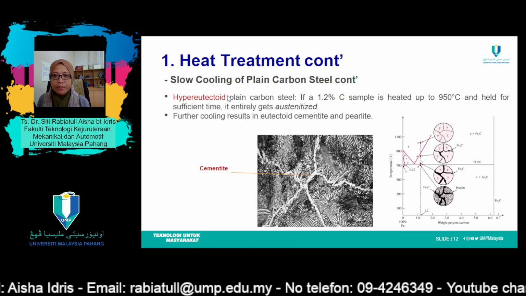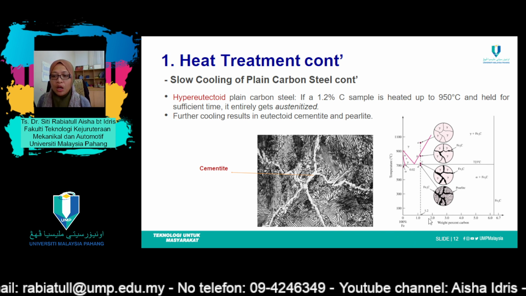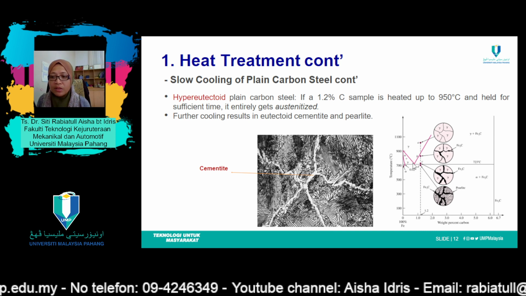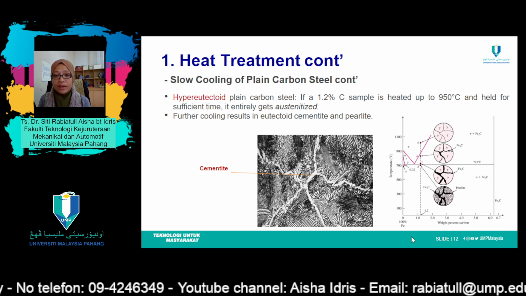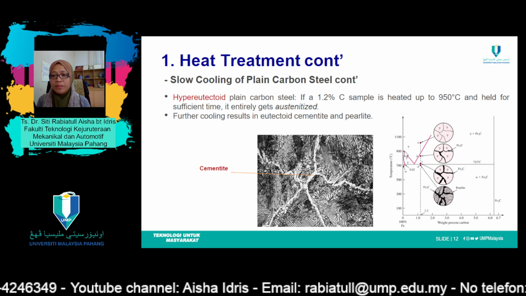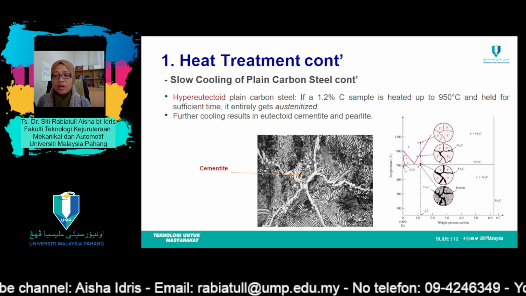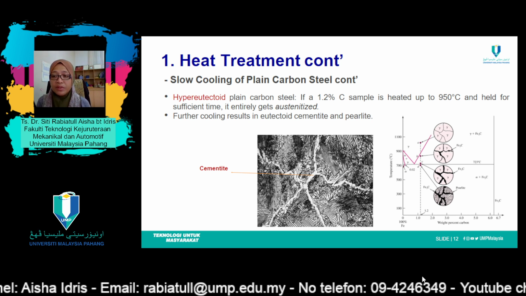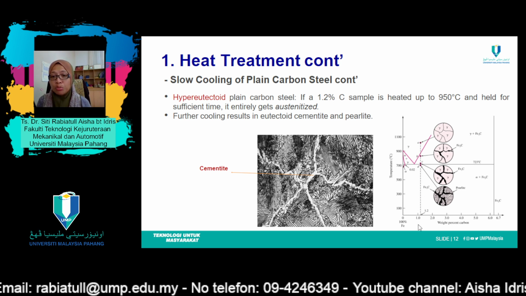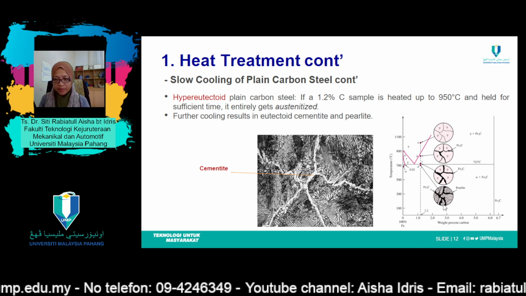And then moving to hypereutectoid, where the percentage of carbon equals 1.2%, for example. By right, it has to be more than 0.8% of carbon. That is called hypereutectoid. And for example, the material is heated up to austenite temperature, which equals 950 degrees C in this case, and then starts cooling down slowly, forming eutectoid cementite and pearlite, this one.